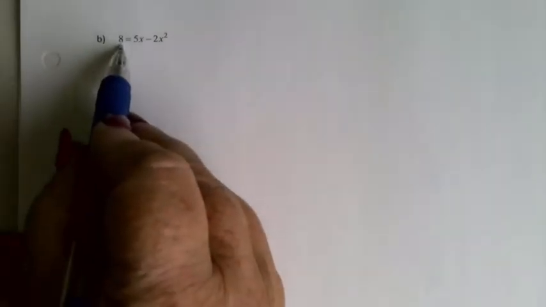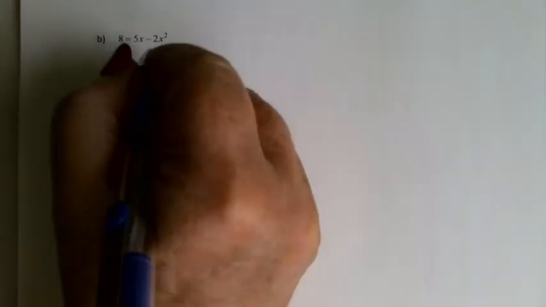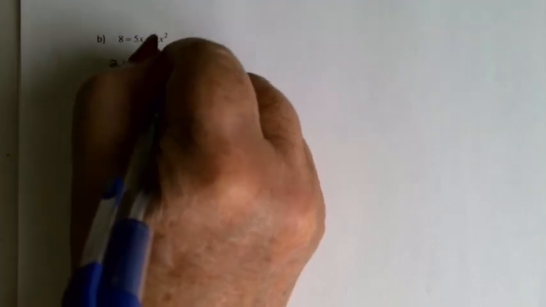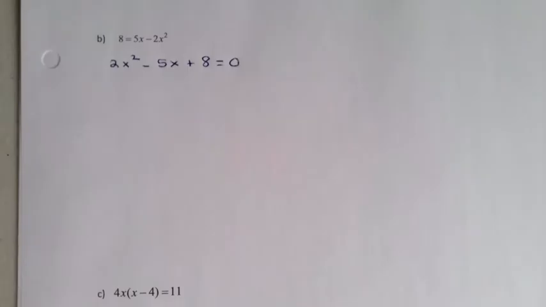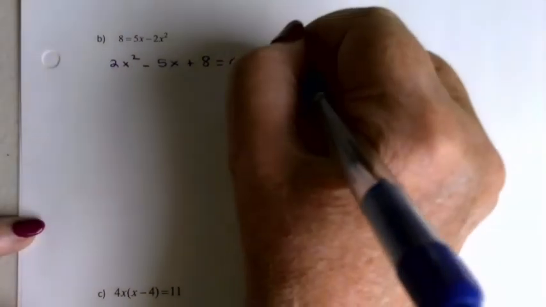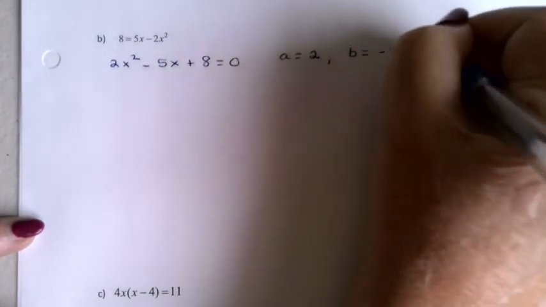In B, I have a quadratic equation that's not right now in standard form, not equal to 0, right? I could just subtract the 8 to get the 0, but I kind of prefer to work with positive leading coefficients, so I think I'm going to move everything to the left side instead. So I'm going to add the 2x squared, I'm going to subtract the 5x, and then I just still have that plus 8 where it was on the left-hand side, and now it's equal to 0. All right, so we've got A is positive 2, B is -5, and C is 8.